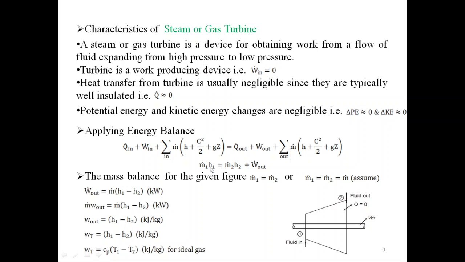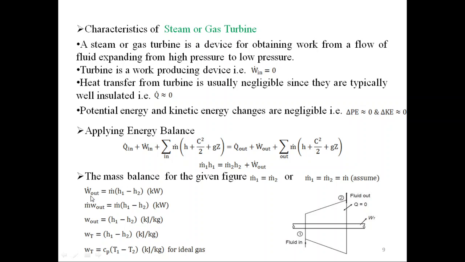m over dot 1, h1 equal to m over dot 2, h2, where 1 represents entry, 2 represents exit, plus w over dot out. If you apply the mass balance, you will get mass entering equal to mass leaving, and if we consider rate of mass entering equal to rate of mass leaving equal to m over dot, then we can write the above equation in this way. So w over dot out will be equal to m over dot into h1 minus h2. This will be in kilowatt.